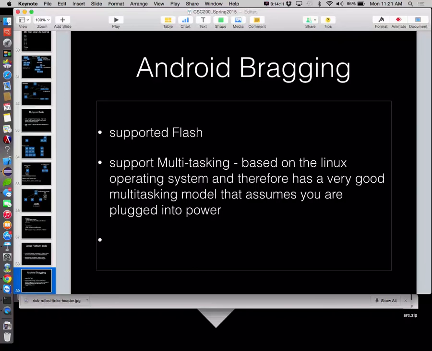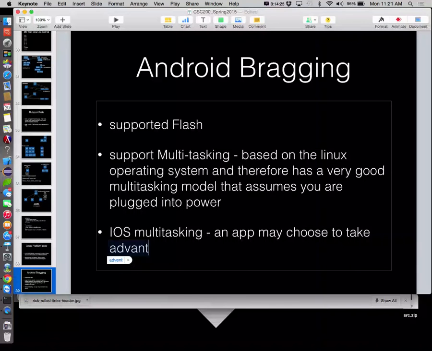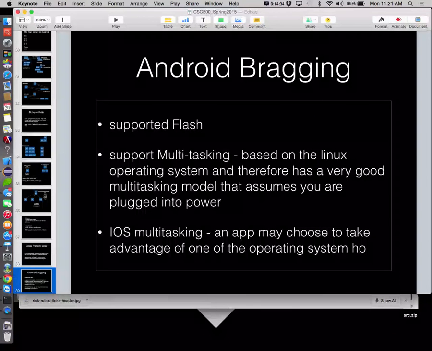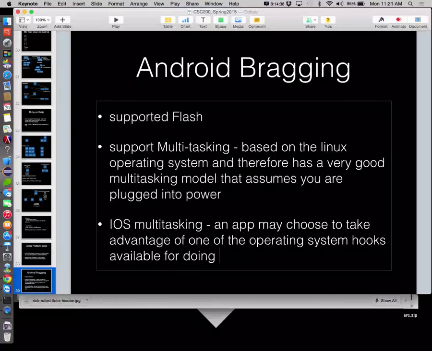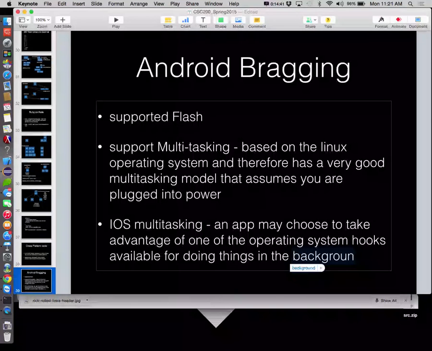The way multitasking works on iOS, an app may choose to take advantage of one of the operating system hooks available for doing things in the background. For example, one of those hooks is play music. Okay, so Apple tried to identify the six or seven things that an app may want to do in the background. GPS locations, things like that. The best example for us is music playing stuff, right?